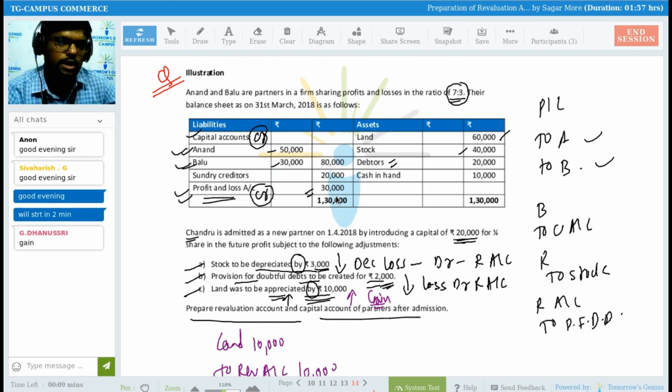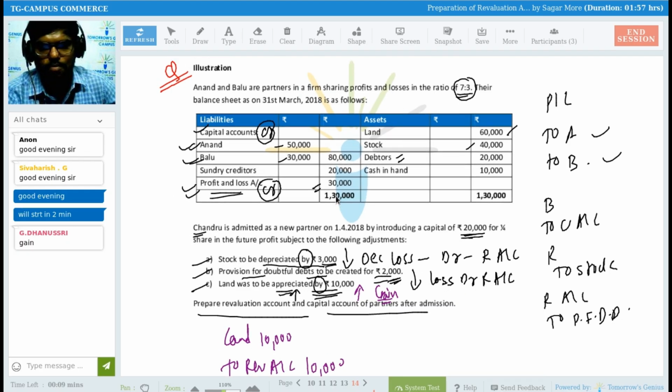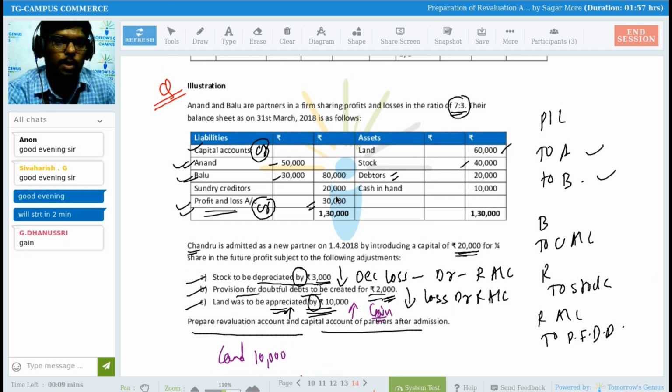Please try this question and solve it in your notebook. You can upload it on the discussion forum so I can evaluate whether your answer is correct or wrong. I'm putting this as homework. If you have any doubt, you can ask me regarding the same in the next session.